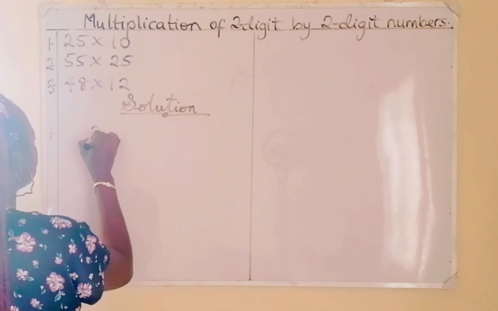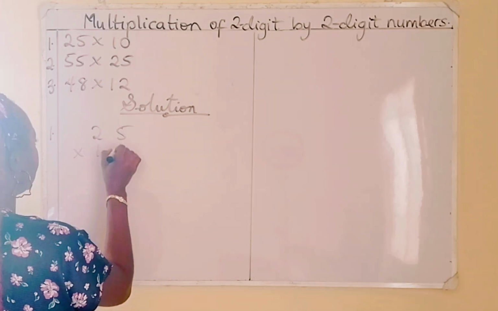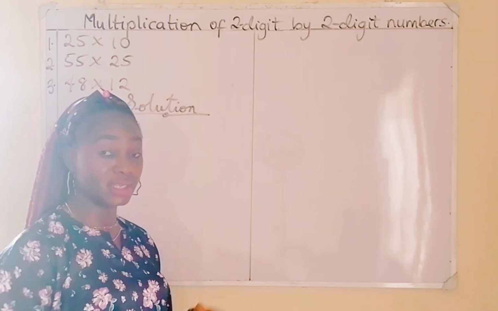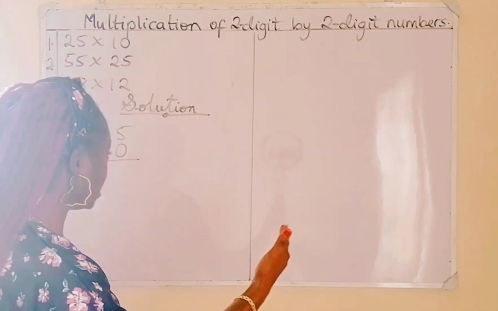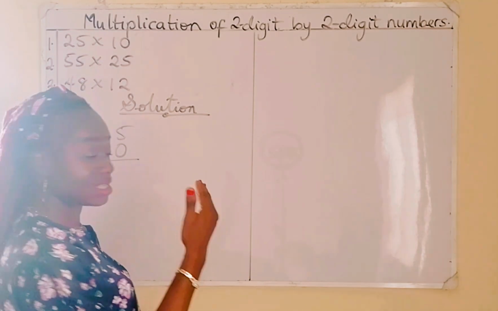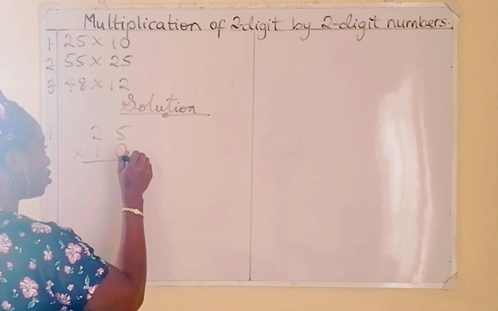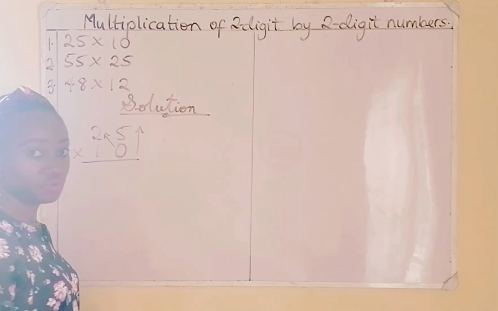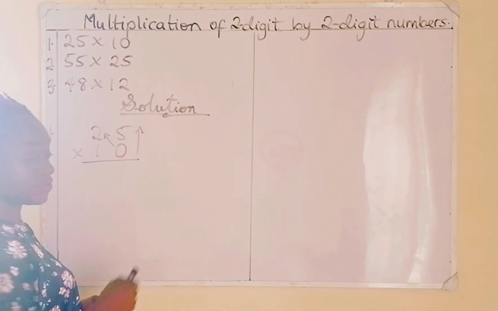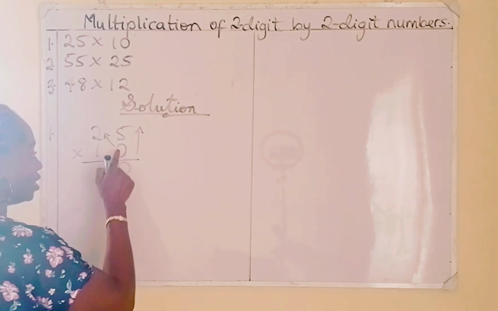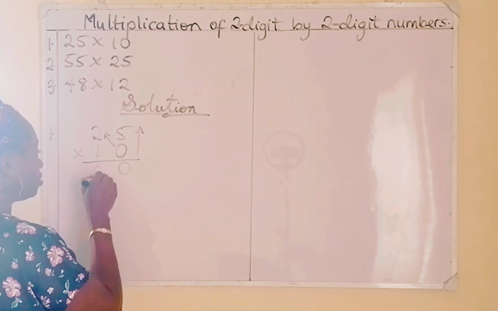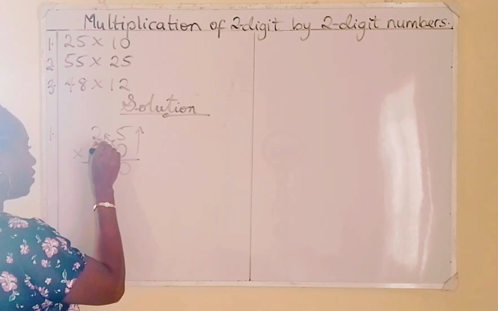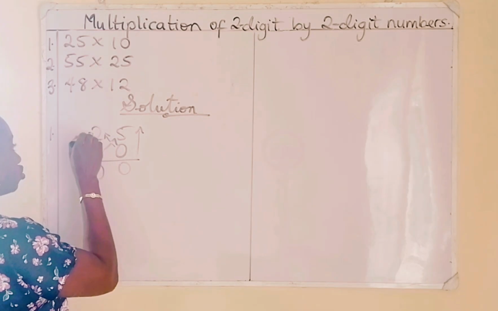Question 1. We have 25 times 10. Now when you're solving questions of multiplication, always start with the units. That's the right hand side. You start calculating from the right hand side. Then we multiply 0 by 5, then 0 by 2. 0 times 5 gives us 0, and 0 times 2 equals 0. Then the next step, we're multiplying 1 by 5, and then 1 by 2.